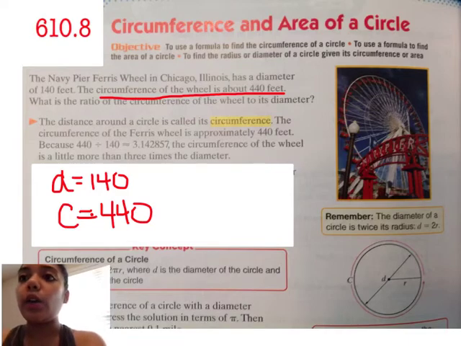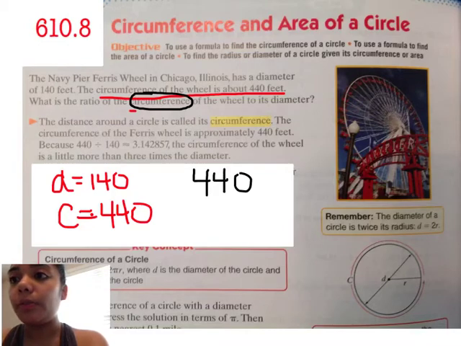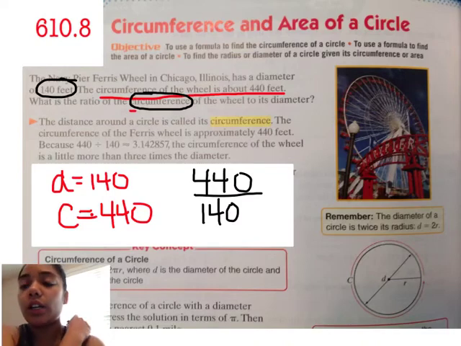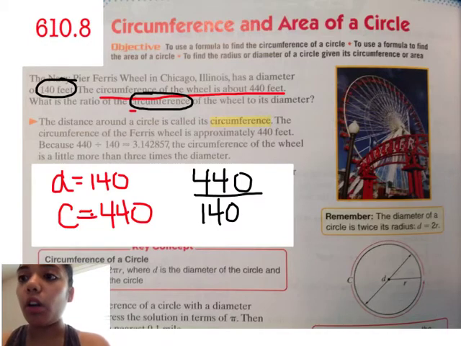Well, I know that when I'm looking for a ratio, I always put what it's asking for first, on top. So my circumference is on top, so I have 440 of the wheel to its diameter. The diameter is 140, so my ratio from my circumference to my diameter is 440 to 140. And again, the distance around a circle is called its circumference. It's a fancy way of saying perimeter. So this is my ratio.